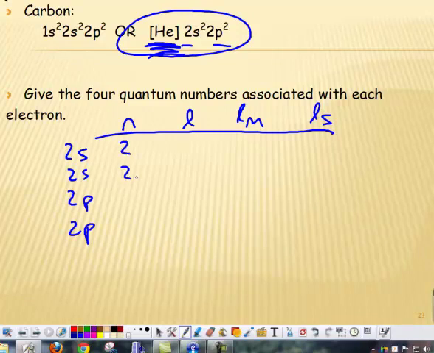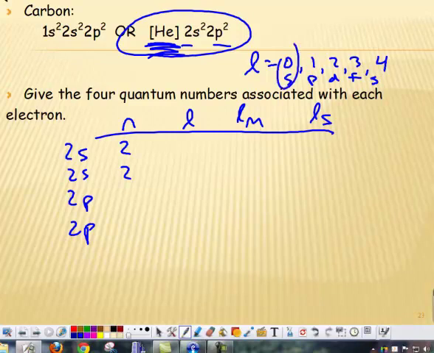So I'll do the 2s ones first. N equals 2. Remember what I said about the most important thing you could write on this to help you with this would be L equals 0, 1, 2, 3, 4, S, P, D, F, G, etc. We have an S sublevel, so L is 0. When L is 0, M is 0. Negative L to positive L, negative 0 to 0. So just 0. And then Pauli exclusion principle. They can't have the same spin if they have the same 3 quantum numbers.